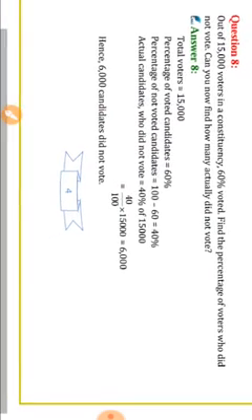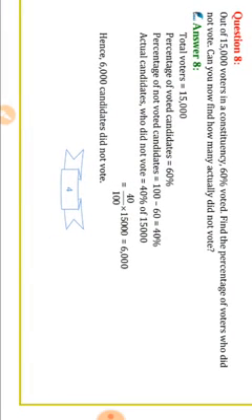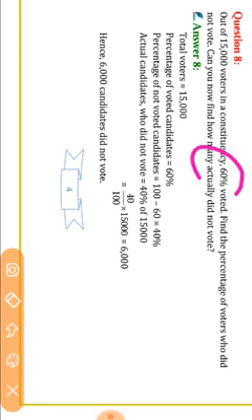Then the 8th one: out of 15,000 votes in a constituency, 60% voted. Find the percentage of voters who did not vote. Can you now find how many actually did not vote? See, they have given the voted in percentage, which means not voted we also have to find in percentage. So 60% voted means the remaining is 40% out of 100, isn't it? So total voters is 15,000, percentage voted is 60%, percentage not voted is 40%.